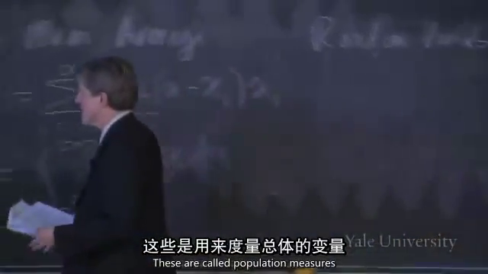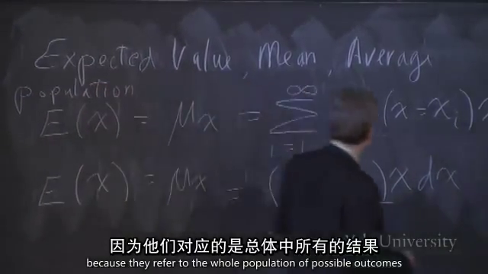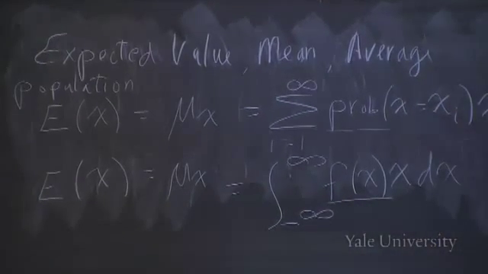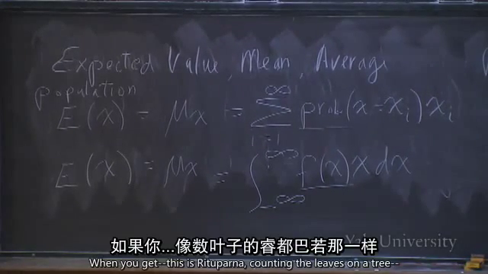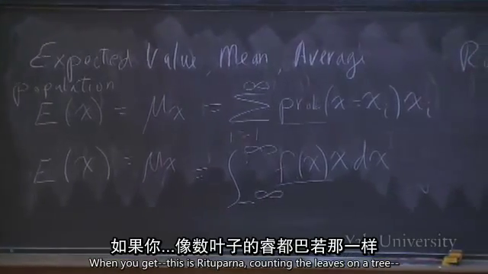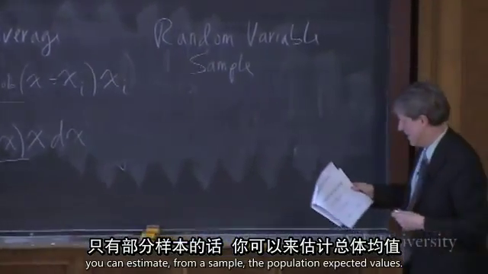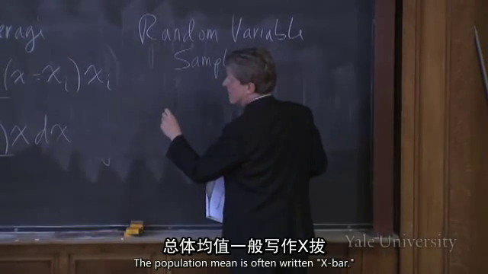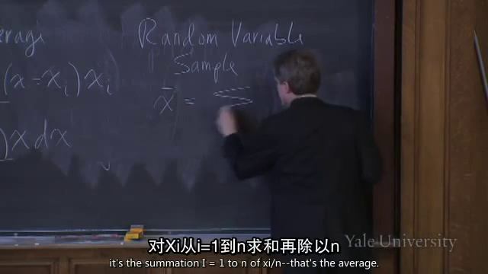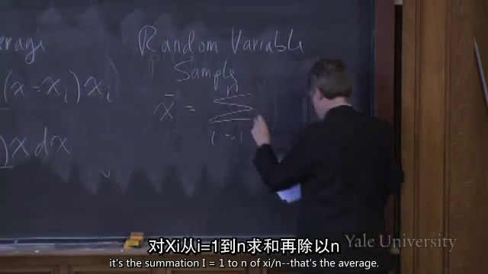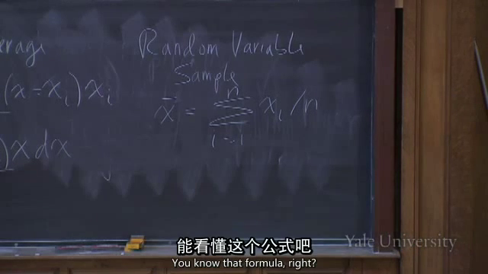So these are called population measures because they refer to the whole population of possible outcomes, and they measure the probabilities. So it's the truth. But there are also sample means. This is Rituparna, counting the leaves on a tree. You can estimate from a sample the population expected values. And so the sample mean is often written x bar. If you have a sample with n observations, it's the summation i equals 1 to n of x sub i divided by n. All right? That's the average. You know that formula, right?